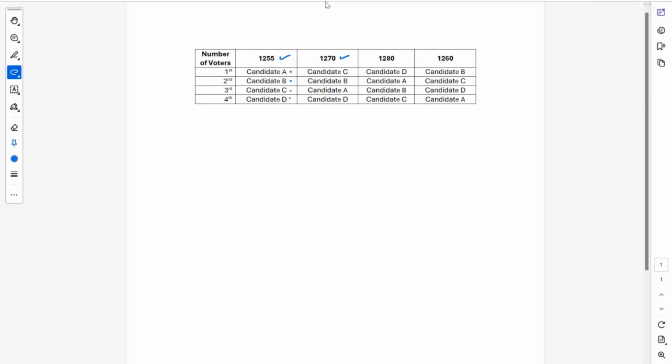These next 1,270 people also ranked all 4 candidates, but they ranked them in a different order. C was their first choice, and then B, A, and then finally D. These 1,280 people also ranked all 4 candidates. Their preferred order was D first, and then A, B, and C. And then finally, these 1,260 folks ranked the candidates. B was their first choice, and then C was their second choice, D was the third choice, and A was the fourth choice.